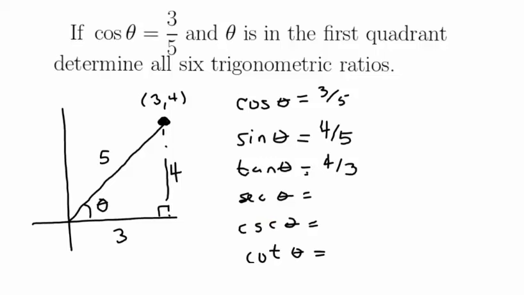Next up is secant theta. This is 1 over cosine of theta. So a quick way to get this one is we take the ratio for cosine of theta and we take the reciprocal and we get 5 over 3. Cosecant theta is the reciprocal of sine theta, so we should get 5 over 4 here. And finally, cotangent of theta is the reciprocal of tangent theta, and here we get 3 over 4.